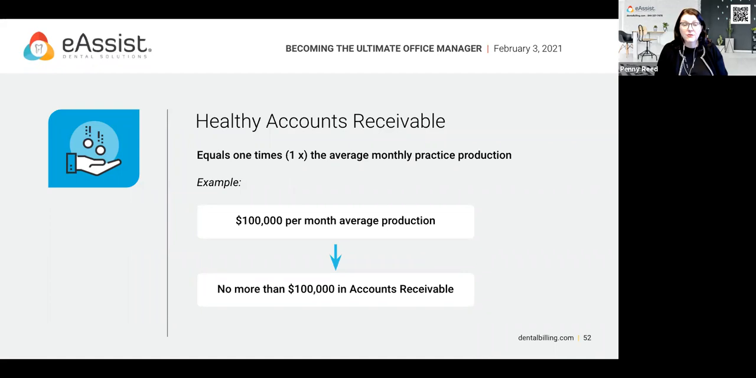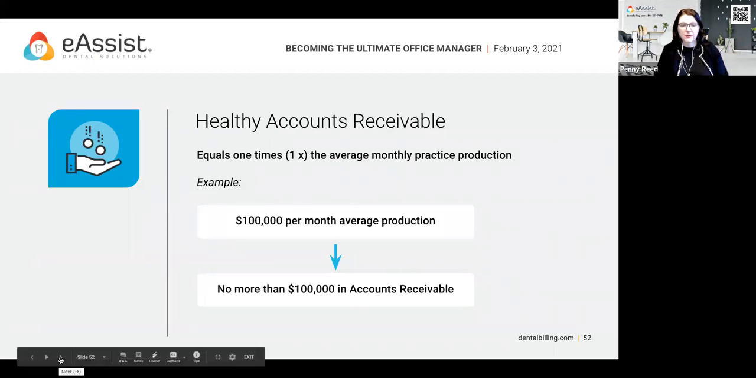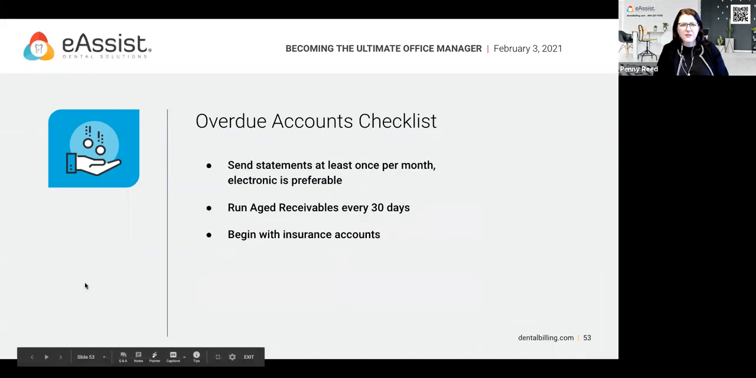Unless you're one of those unique fee-for-service practices where patients pay you in full and insurance reimburses them, you would have no accounts receivable. You don't want it any greater than that because it's just too big to manage. So whatever that number is as your practice grows, if it's 200,000, your AR should be around 200,000.